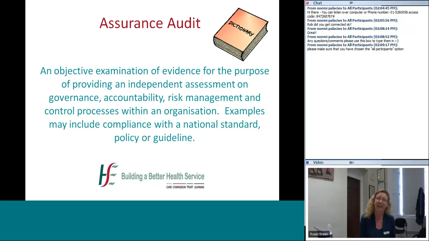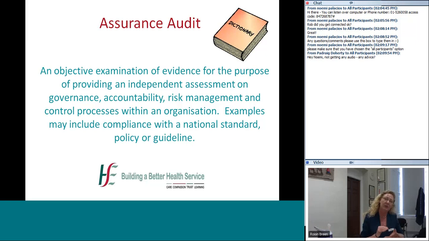The second and final definition that I will refer to is assurance audit, because that's what we do. So an assurance audit is an objective examination of evidence for the purpose of providing an independent assessment of governance, accountability, risk management, and controls processes within an organisation. And examples may include compliance with national standards, policy, or guidelines. So that's where our audits are. They examine evidence for the purpose of providing an independent assessment. The word independent is very, very important.